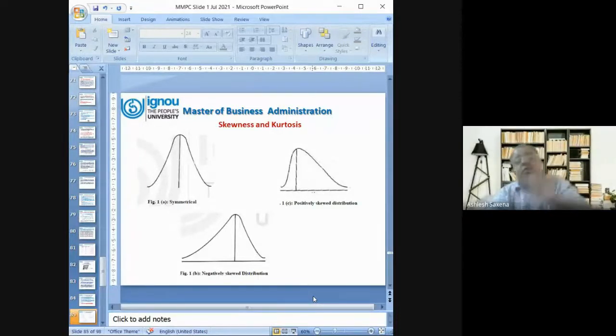The first one is symmetrical. Mode, mean, median, all three are equal. And on the right side, it is moving towards the right side. That is, I can say that it is flattened towards the right side. That is positively skewed. And if it is flattened towards the left side, it is negatively skewed.